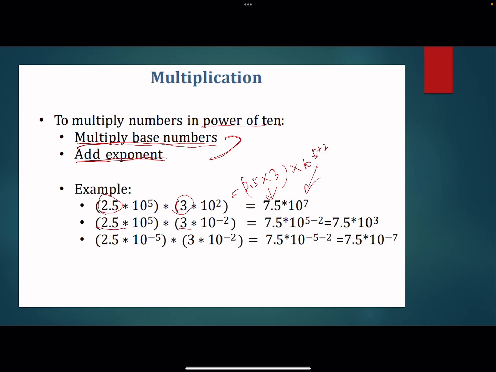Same thing on this one, so 2.5 times 3. And this one's 10 to the 5 minus 2. That will give us 3. So we get 7.5 times 10 to the 3.